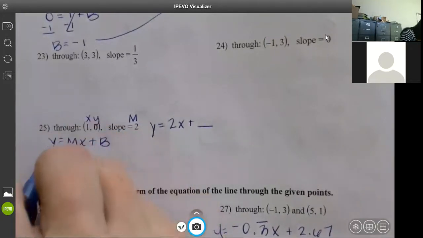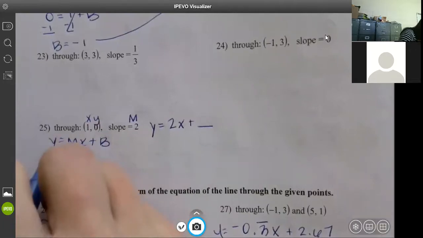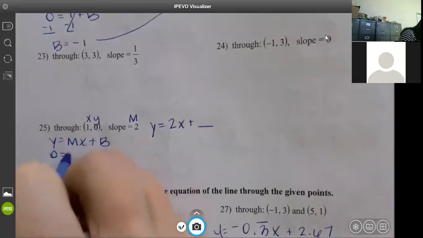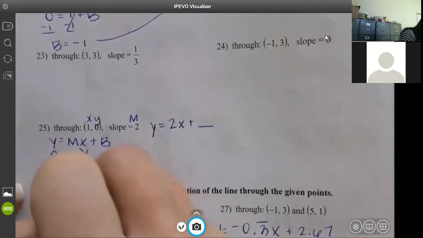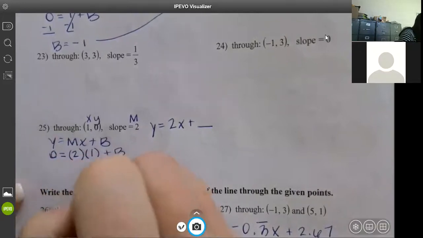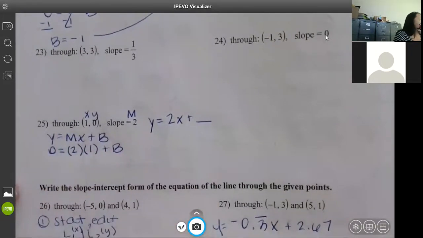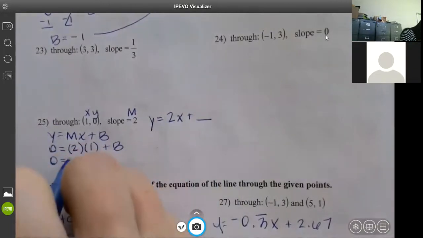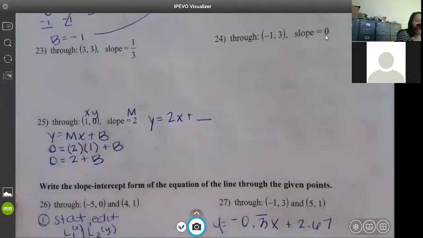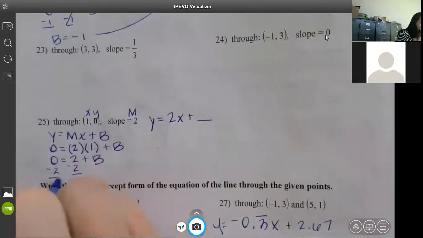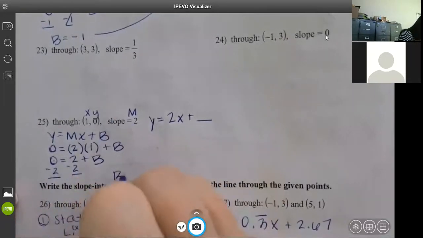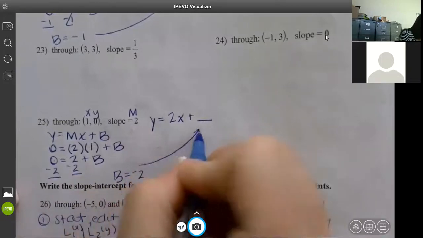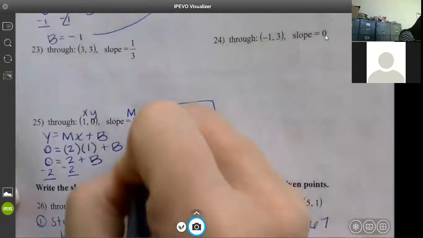What's your y coordinate? What's your slope? What's your x? And then we have that plus b that we're looking for. Now we just solve. What is 2 times 1? 2. And how do we get b by itself? Add or subtract? Subtract 2. What is 0 minus 2? -2 goes in that blank. That's your answer.